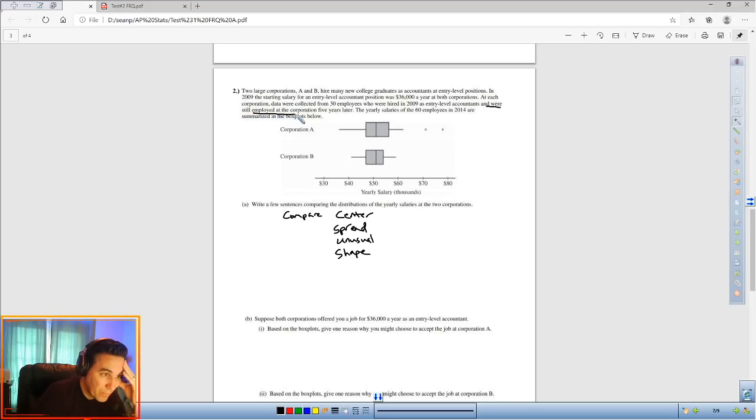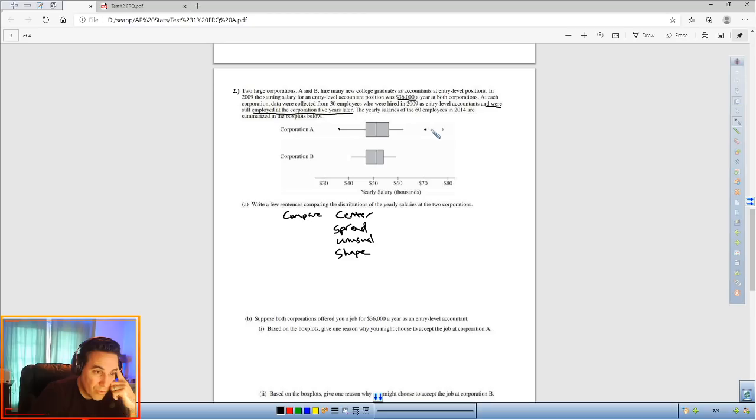still, these are the people that still worked at the corporation 5 years later, right? Everyone starts at 36,000 at these two corporations, but this is 5 years after that. So there are some people at Corporation A that are still making about the same as what they started 5 years ago. They didn't get a raise in 5 years. That sucks. Okay, so I wouldn't want to choose Corporation A for that reason.